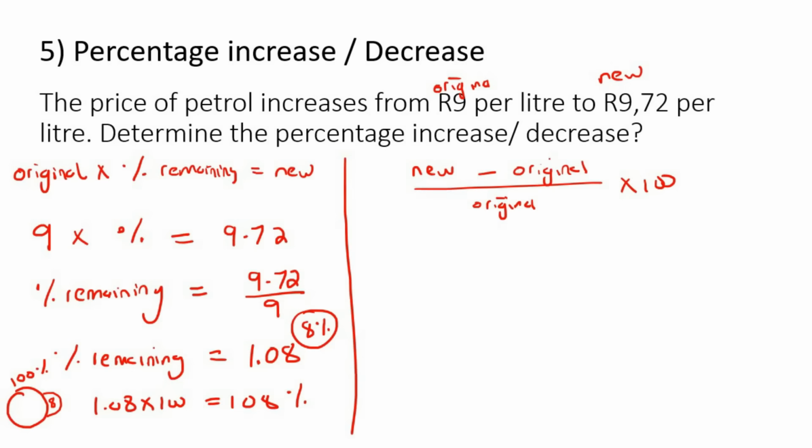Okay, now let's see how this formula would work. The new price is 9 Rand 72. The original price is 9. New minus original price over original price, times 100, and that'll give you 8%. This one's probably a little bit easier, to be honest. So you must choose whichever one's best for you, but as I promised, I'll show you both.